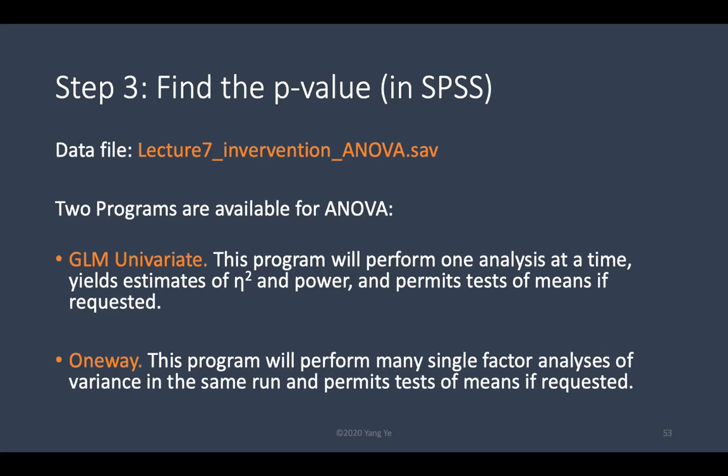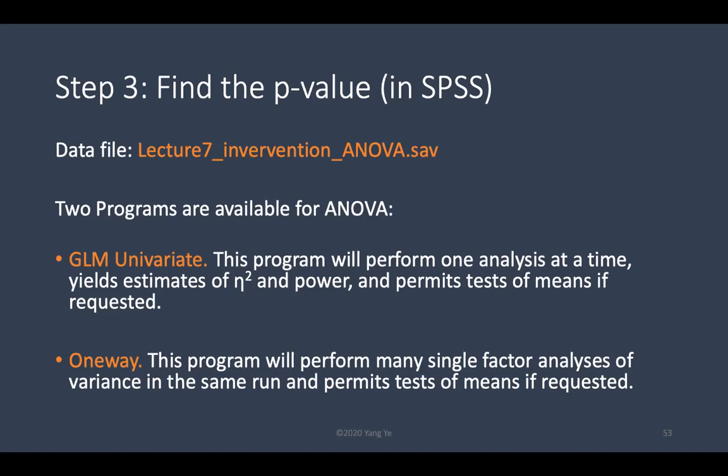But anyway, for the ANOVA, there are two ways of doing it in SPSS. Here are the names of those two. One is called GLM, which stands for General Linear Model Univariate. General linear model is basically regression models that can be used for any kind of analysis, such as analysis of variance. So this will give you eta squares and power if you ask for them. And it also permits tests of means, which I will talk about later.